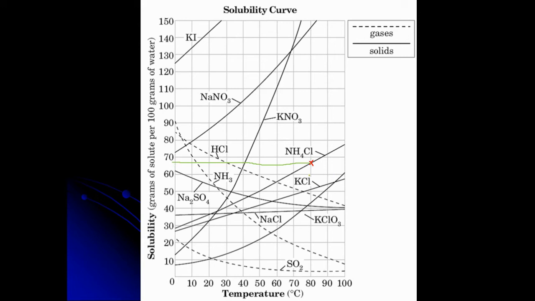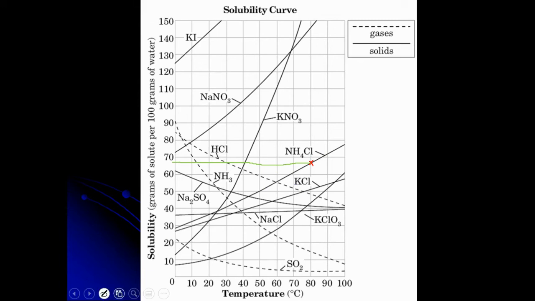Remember that if it were some amount below that, so if we put 60 grams of the ammonium chloride in the 80-degree water, that would be an unsaturated solution. If we put 70 or 80 or 90 grams of ammonium chloride in 100 grams of water at 80 degrees, those would be supersaturated solutions because that would be above the line for ammonium chloride.